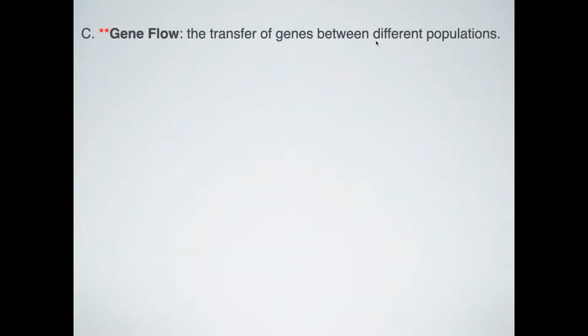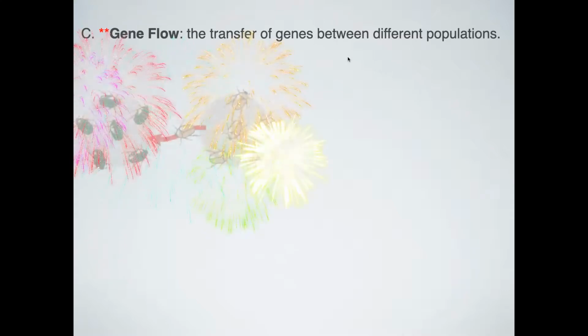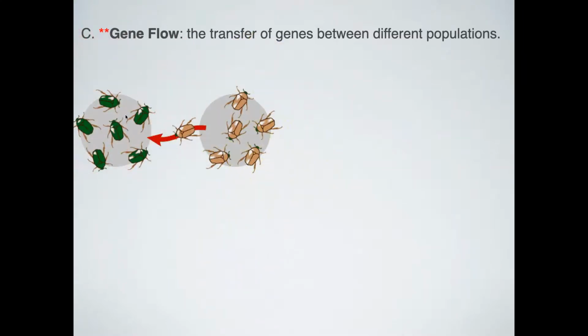Now, gene flow is another thing. Gene flow is the transfer of genes between different populations, right? So you can say that we have these green bugs, we have these little gold bugs, and simply by a gold bug leaving their group and going into this other bug's group, that's going to increase the variation of the receiving population. So this population that is receiving this individual is going to get some variation from that.